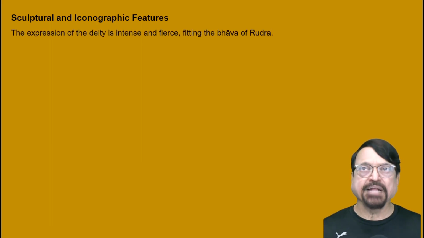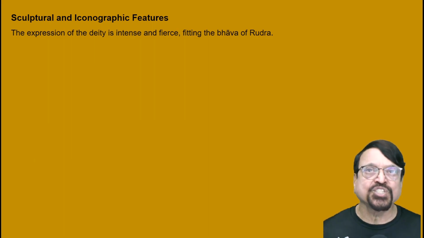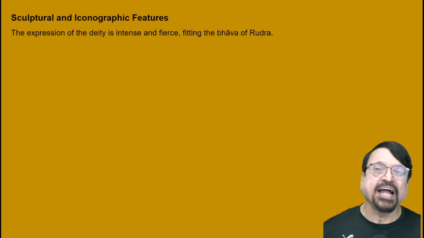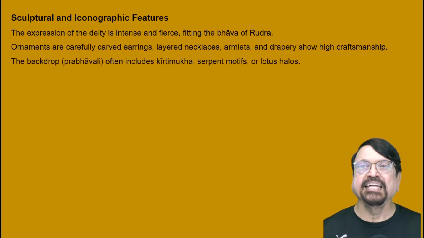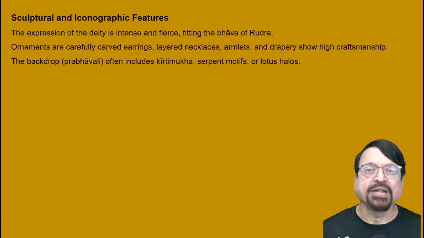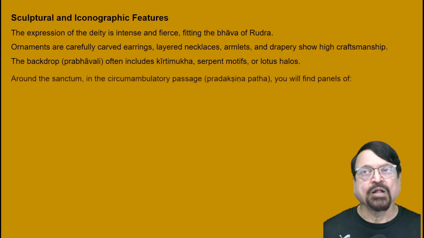Let's continue. The expression of the deity is intense and fierce, fitting the Bhava and Rudras. The ornamentation is very carefully and nicely carved. There are earrings, layered necklaces, armlets, and drapery that show high craftsmanship. The backdrop is the Prabhavalli. We have a different video describing the types of Prabhavalli as far as deity and dynasty are concerned, and that also includes sometimes a Kirtimukha, the serpent motif, and lotus hollows.